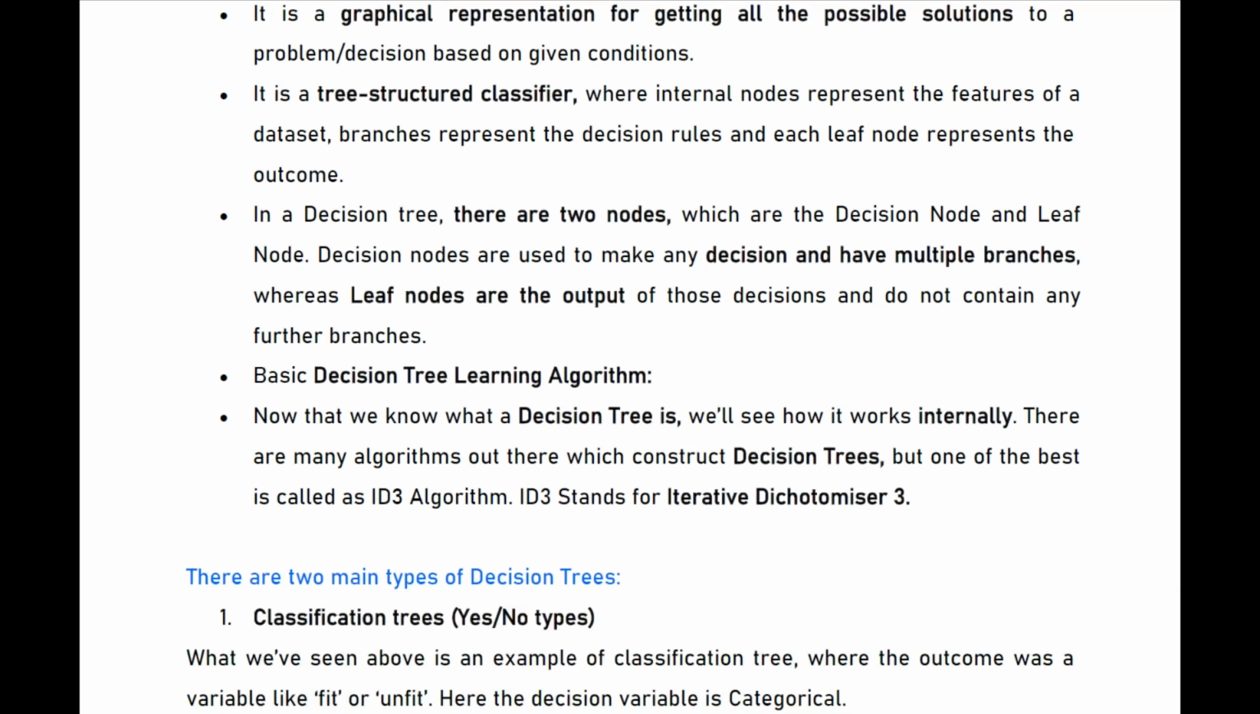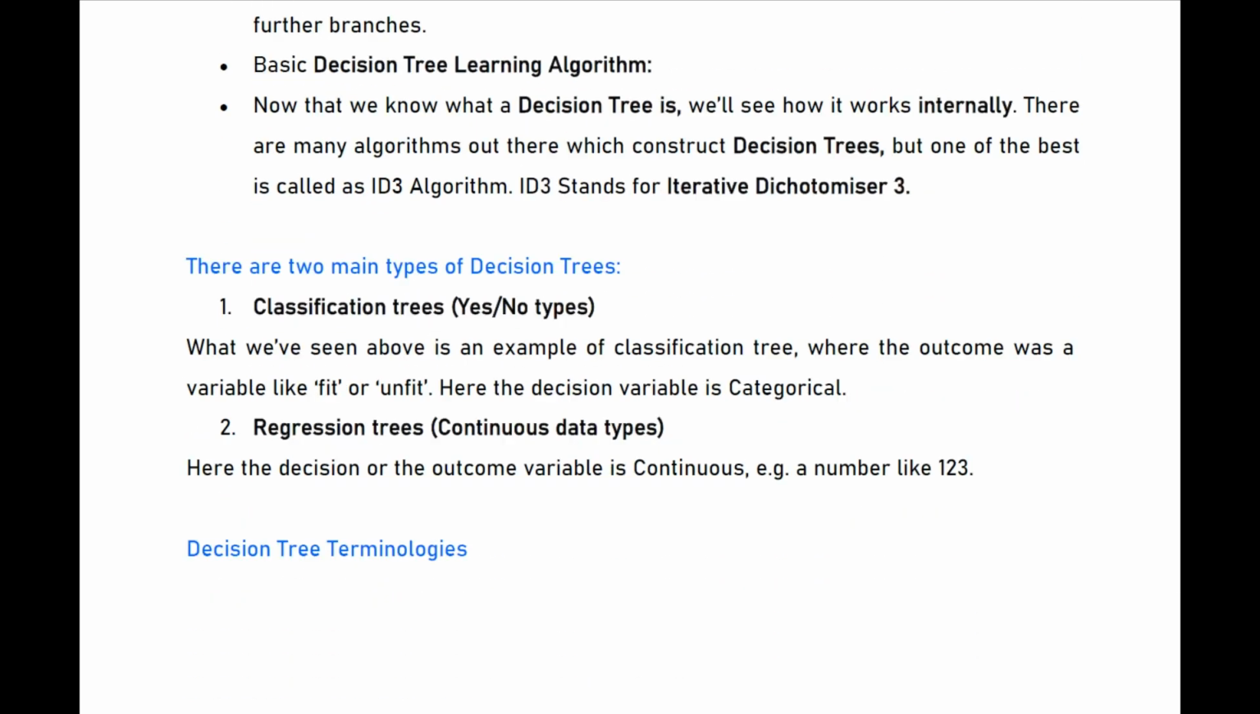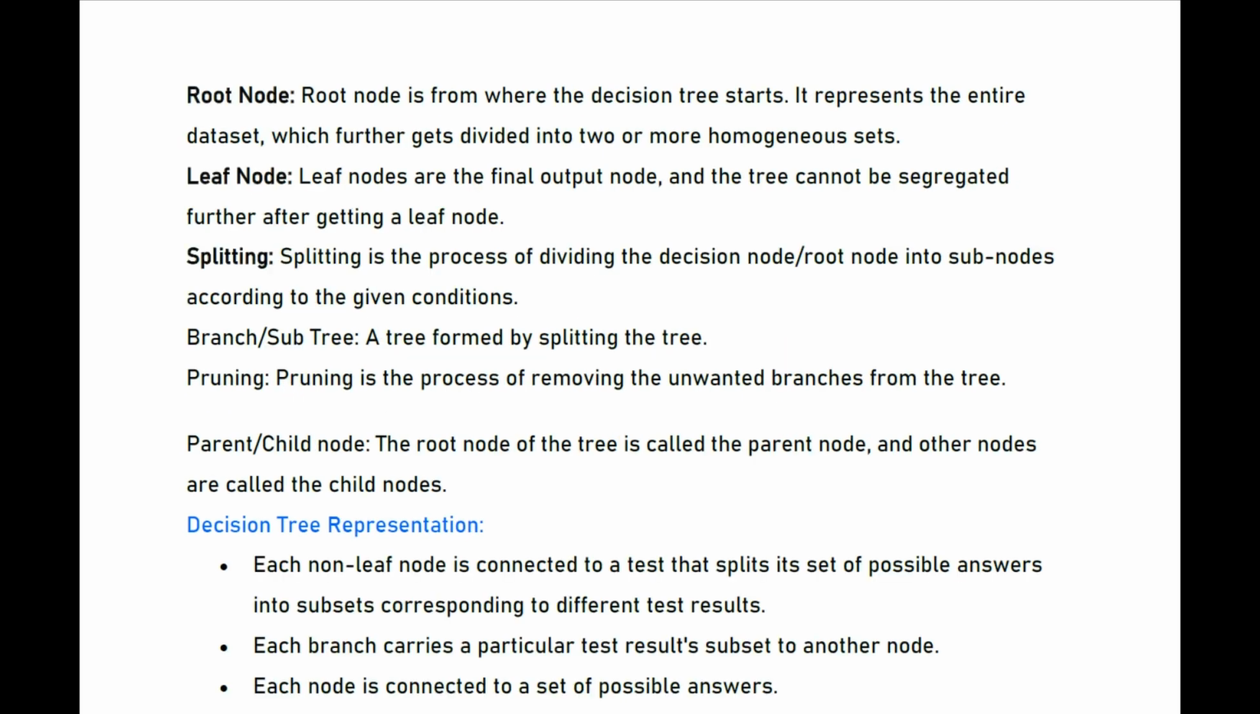Now, the decision tree algorithm. There are many well-known algorithms, and one popular algorithm is the ID3 algorithm, the iterative dichotomiser tree. There are two major types of decision tree algorithms: one is the classification tree, the other is the regression tree. A classification tree gives yes or no. A regression tree handles continuous data types. The continuous data type means, for example, fit or unfit is a classification type, while a decision taken on continuous data is a regression.